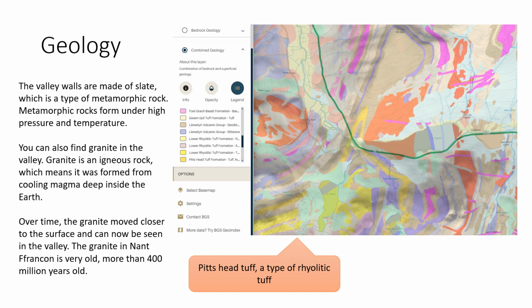Of note is Pit's Head tuff that runs through the valley. It's a type of rhyolitic tuff that is very, very resistant and is important in the formation of the Corrie Lip at Cwmidwell, but also the Roche Moutonnée that can be found within the Nant Ffrancon Valley.